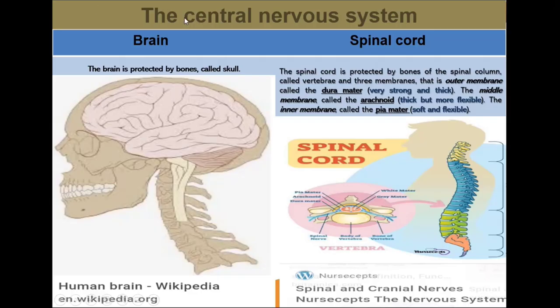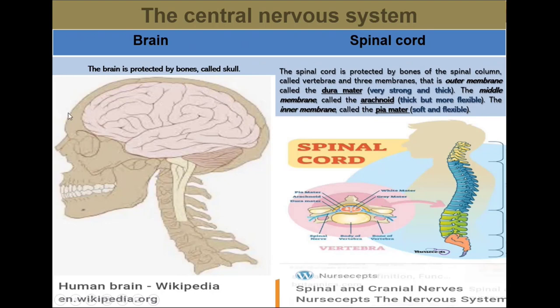Then you have what you call the central nervous system. The central nervous system, you are continuing, is the relationship between the brain and the spinal cord. The brain is protected by bones called the skull. This is a skull.